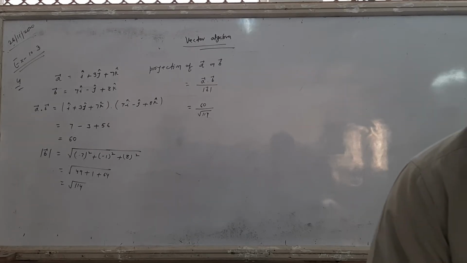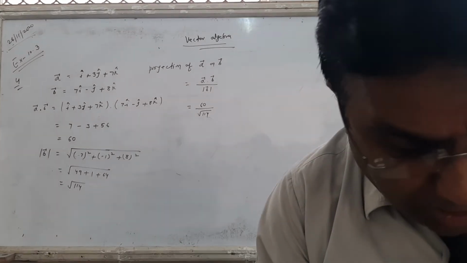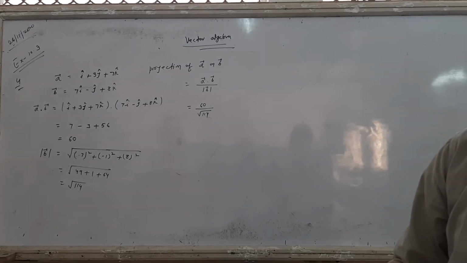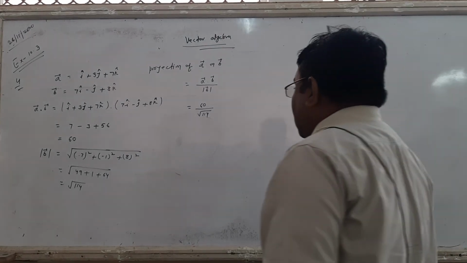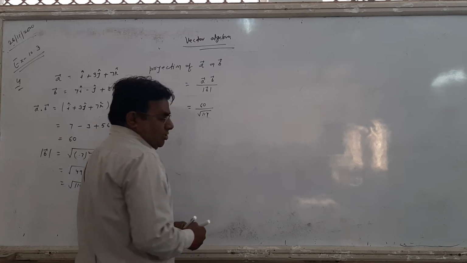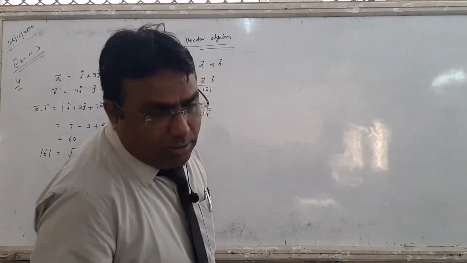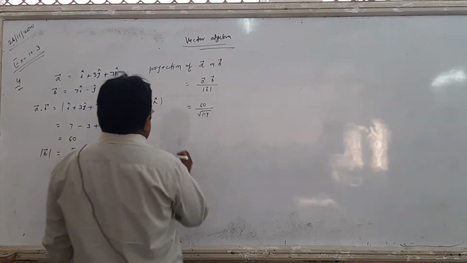Now question number 6, find the magnitude of A and magnitude of B. Given, A plus B dot A minus B equals 8. There are two things given. Question number 6 and 7 are same.